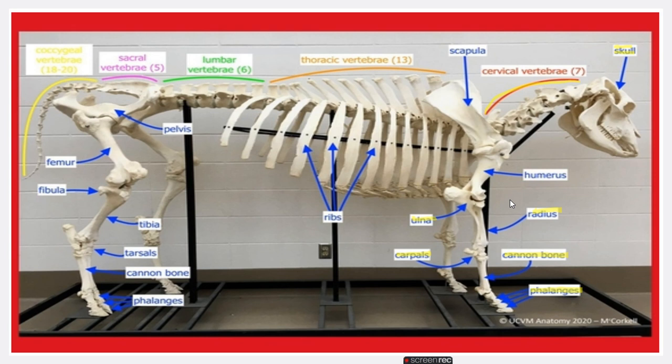After the cervical vertebrae, there are the thoracic vertebrae, and then we have the lumbar vertebrae, sacral vertebrae, and the coccygeal vertebrae. The numbers are depicted over here. Moving forward to the pelvis, the pelvis has three bones: ilium, ischium, and pubis. After this, the femur, fibula, tibia, tarsals, cannon bones, and phalanges. And these are certain ribs which help to connect to the sternum, rising from the thoracic vertebrae and ending at the sternum, right?